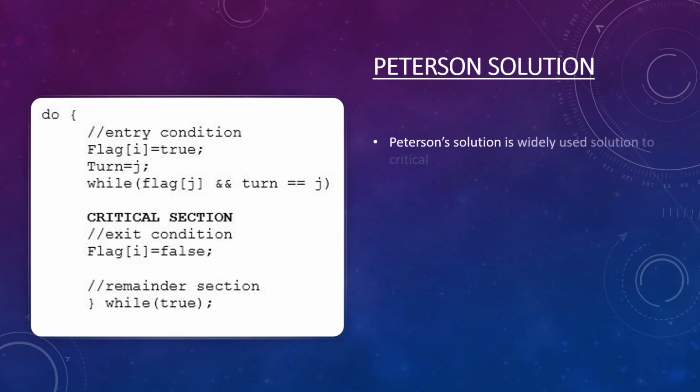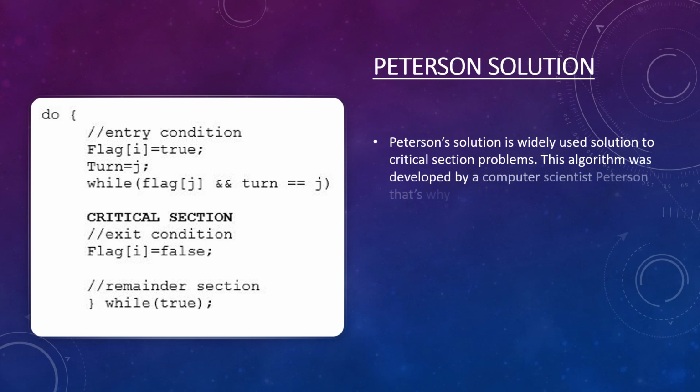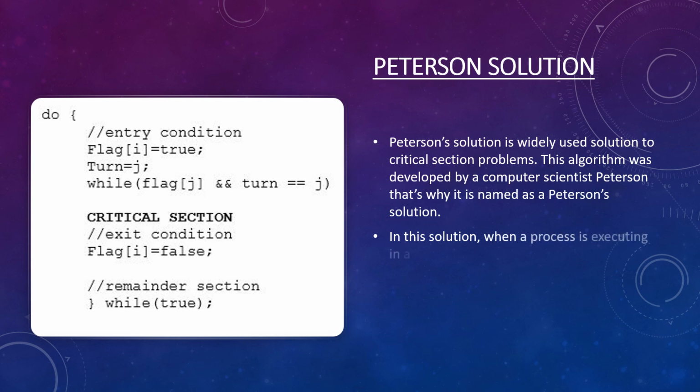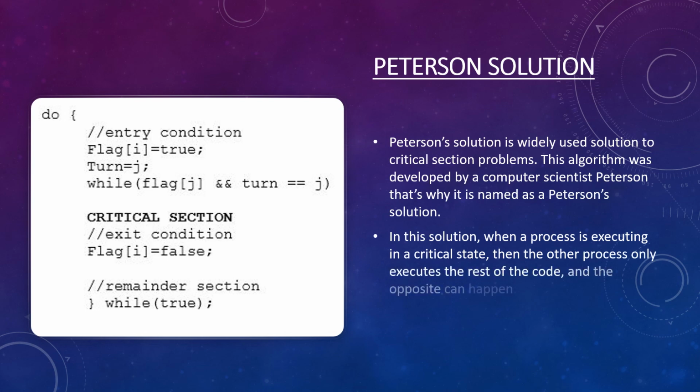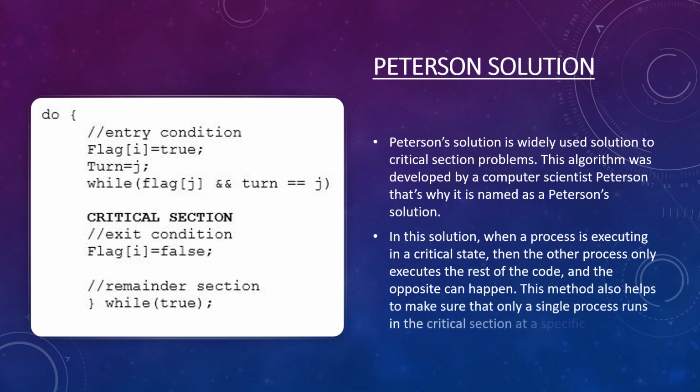Peterson's solution is a widely used solution to critical section problems. This algorithm was developed by a computer scientist named Peterson, that's why it is named Peterson's solution. In this solution, when a process is executing in its critical section, the other process only executes the rest of the code, and the opposite can happen. This method also helps to make sure that only a single process runs in the critical section at a specific time.